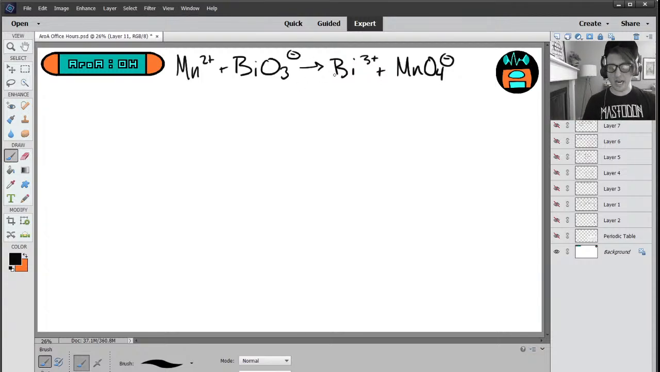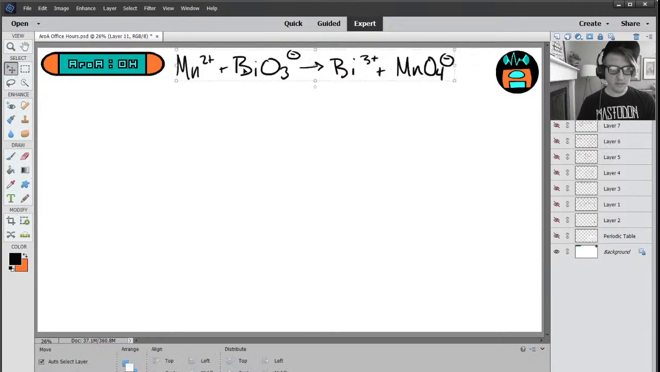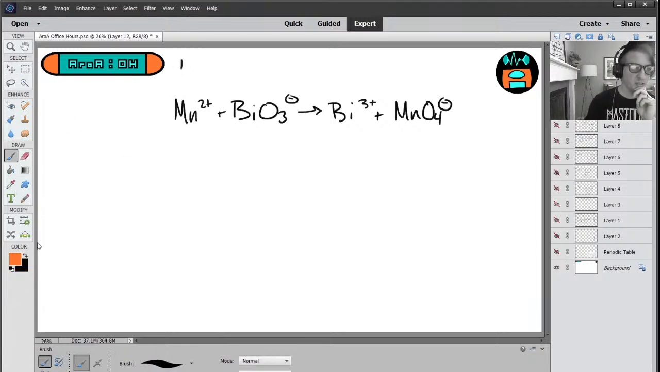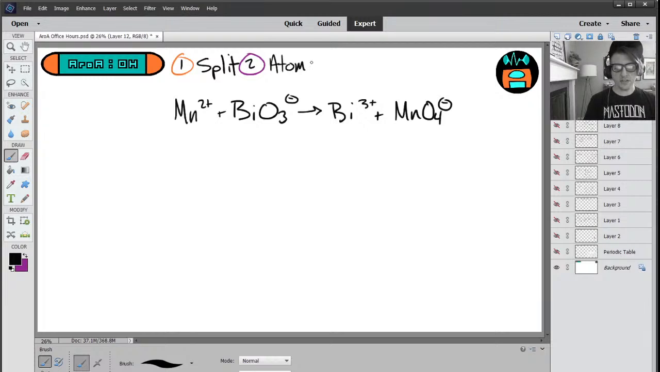Now, we're going to use the half reaction method here, and the half reaction method for balancing chemical equations goes like this. Step number 1, you have to split your reaction into 2 half reactions. Step 2, you need to balance your atoms for each half reaction. Step 3, you have to balance your charges for each half reaction. And step number 4, you need to balance your electrons for each half reaction.